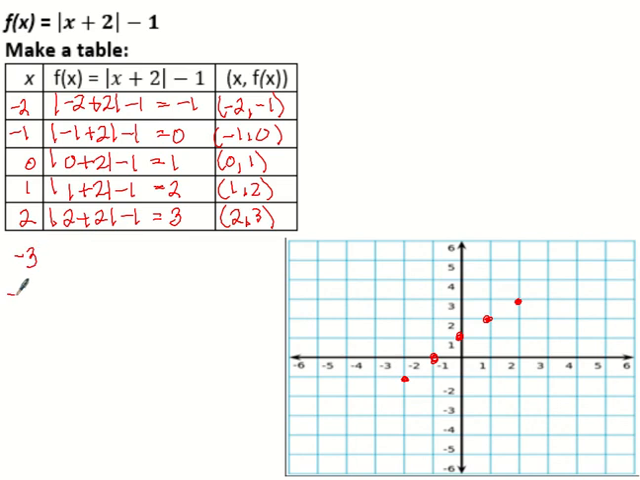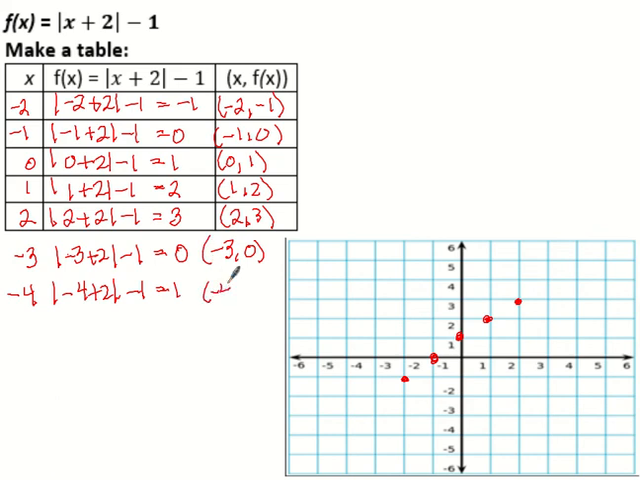Let's put -3 and maybe -4 and see if we can get that other side. So -3 plus 2 is -1. Absolute value is 1. 1 minus 1 is 0. So there's my other half, -3, 0. Let's just put -4 in just because I already wrote it down. So -4 plus 2 is -2. Absolute value is 2. 2 minus 1 is 1. So you can see there's my other side: -3, 0, and then -4, 1.